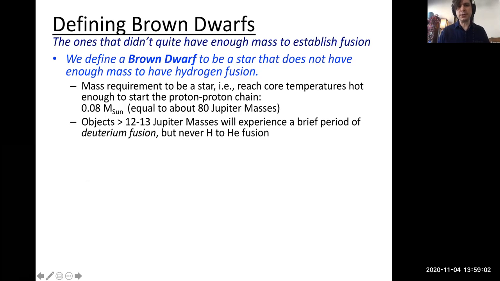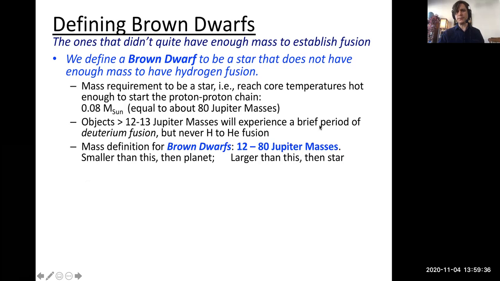So this deuterium fusion, mostly fusing deuterium into, say, helium-3, is very, very short-lived because there's just not a lot of deuterium in these objects. And it never gets hot enough to actually establish the proton-proton chain, which can sustain a star's life. It can power a star for, in this case, very low mass, trillions of years. That just doesn't happen. But you will have a different kind of fusion, deuterium fusion, for objects that are about 12 to 13 times the mass of Jupiter. And that gives us a range for these brown dwarfs.